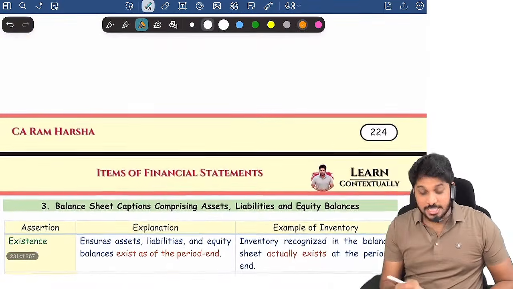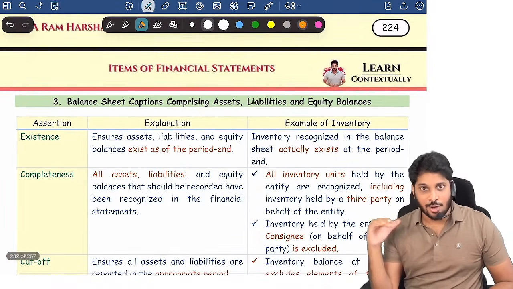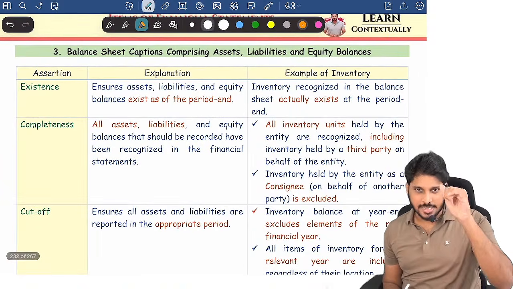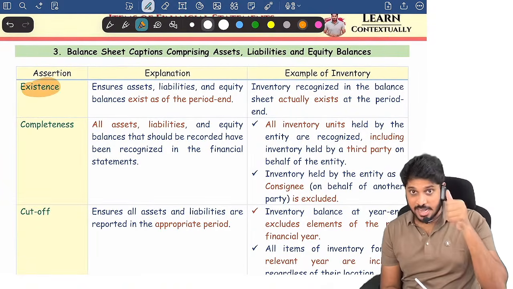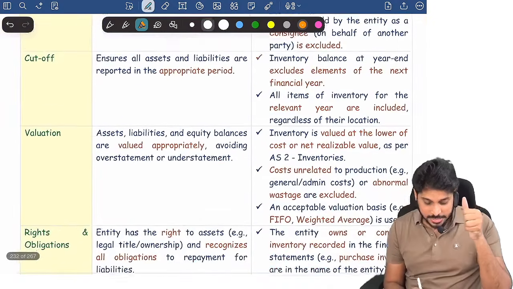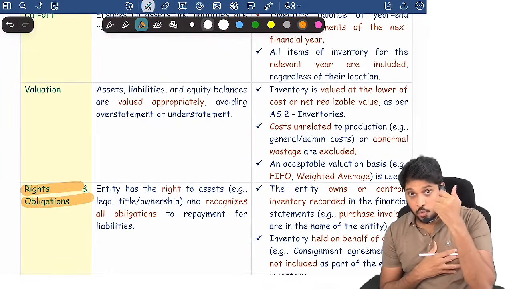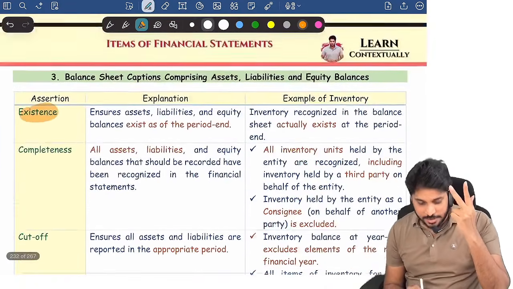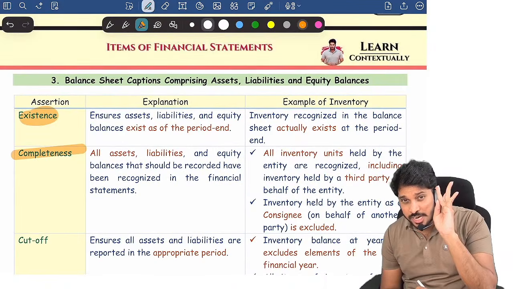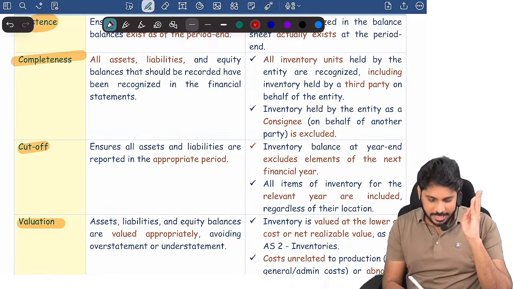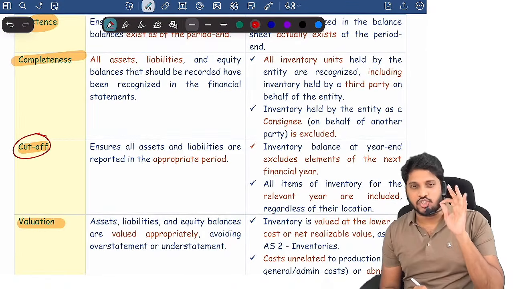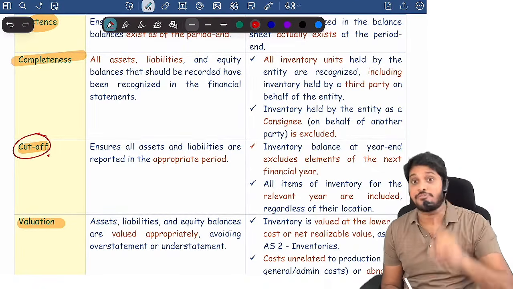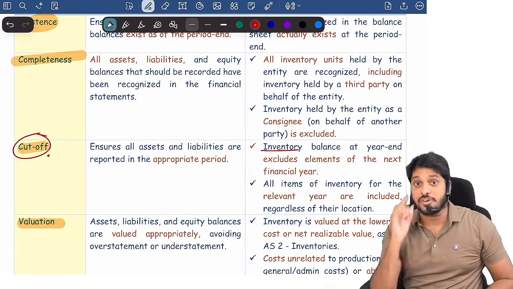Now, what assertions should we test in the balance sheet? Let's begin with the balance sheet. For balance sheet items, assets and liabilities, we should check: is the asset existing? Is the asset owned by us, rights and obligation? Is the asset valued correctly? Are all the assets accounted correctly? And cutoff. Basically, cutoff generally comes for P&L items, but we very rarely use cutoff for balance sheet items, especially for inventory. Cutoff is very popular for inventory, guys.